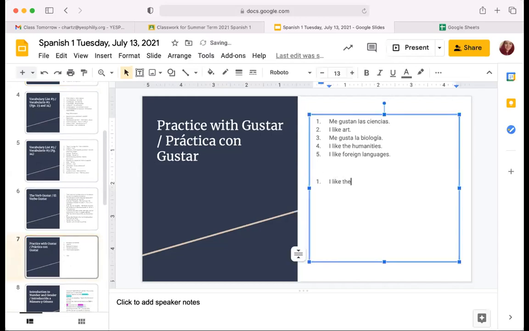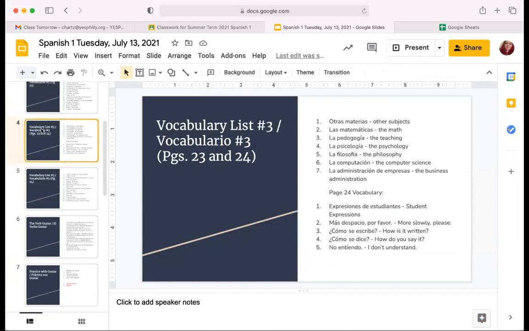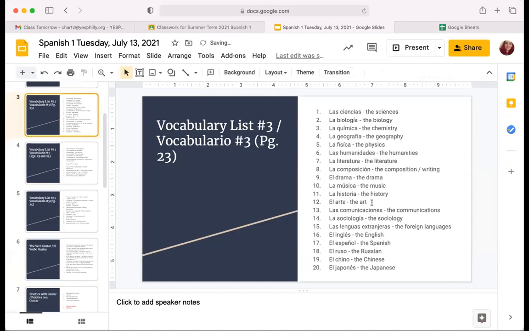I said I was going to put these in red and I didn't. Okay, for the next one, it says "I like art." And art is just one thing, so we're going to put "me gusta." We're only going to end it in an A because there's only one thing. And then we can go back and see what art is. Right here, "el arte."